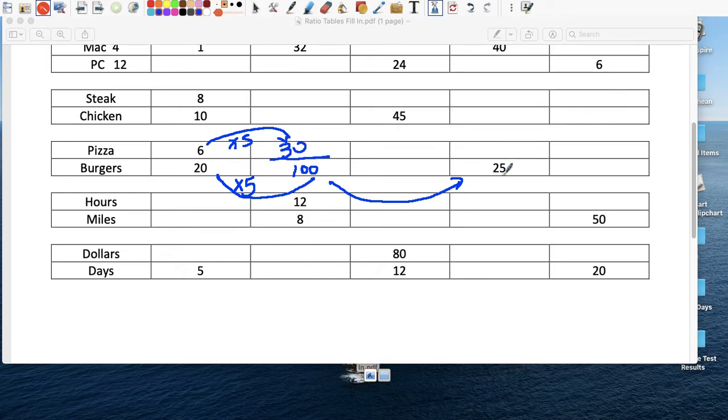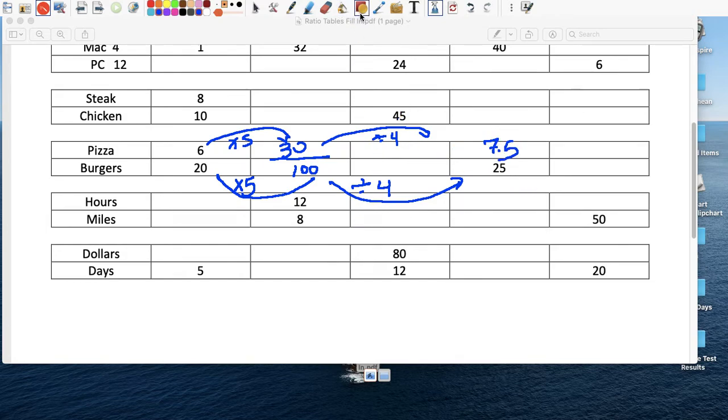Voy a usar esto para llegar aquí. 30 divided by ¿cuánto es 25? 100 divided by 4 is 25. So aquí, 30 divided by 4. Ugh, we got a decimal. Sorry. That's going to give me 7.5.